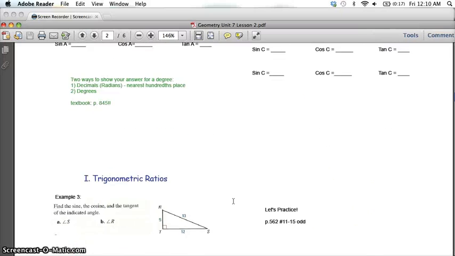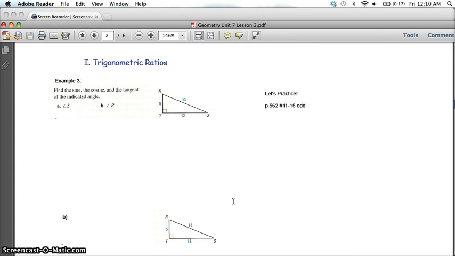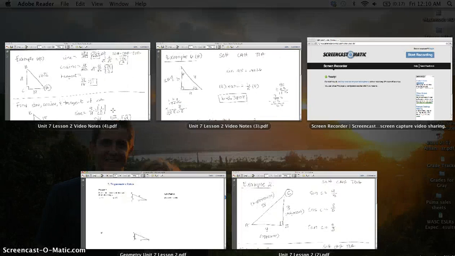Okay, so let's go down to example 3. Example 3, again, we're finding the sine, the cosine, and the tangent. Now we're going to do it with 2 angles. We're going to find the sine, the cosine, and the tangent from angle S. Then we're also going to find the sine, the cosine, and the tangent from angle R.